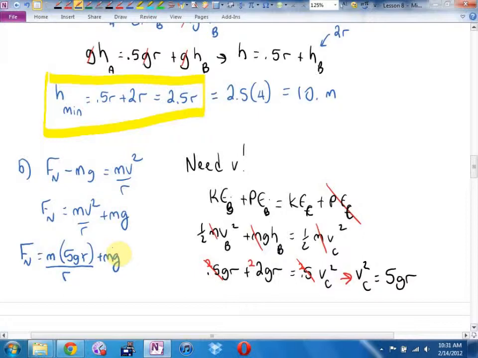I haven't made a mistake, have I? Again, something kind of neat happens. What cancels in this fraction? And you get 5 m g plus 1 m g. You know how much heavier you feel at the bottom of a roller coaster loop if you've just barely made it? Six m g. You feel 6 times heavier. That's why you feel pressed down into your seat at the bottom of the loop.